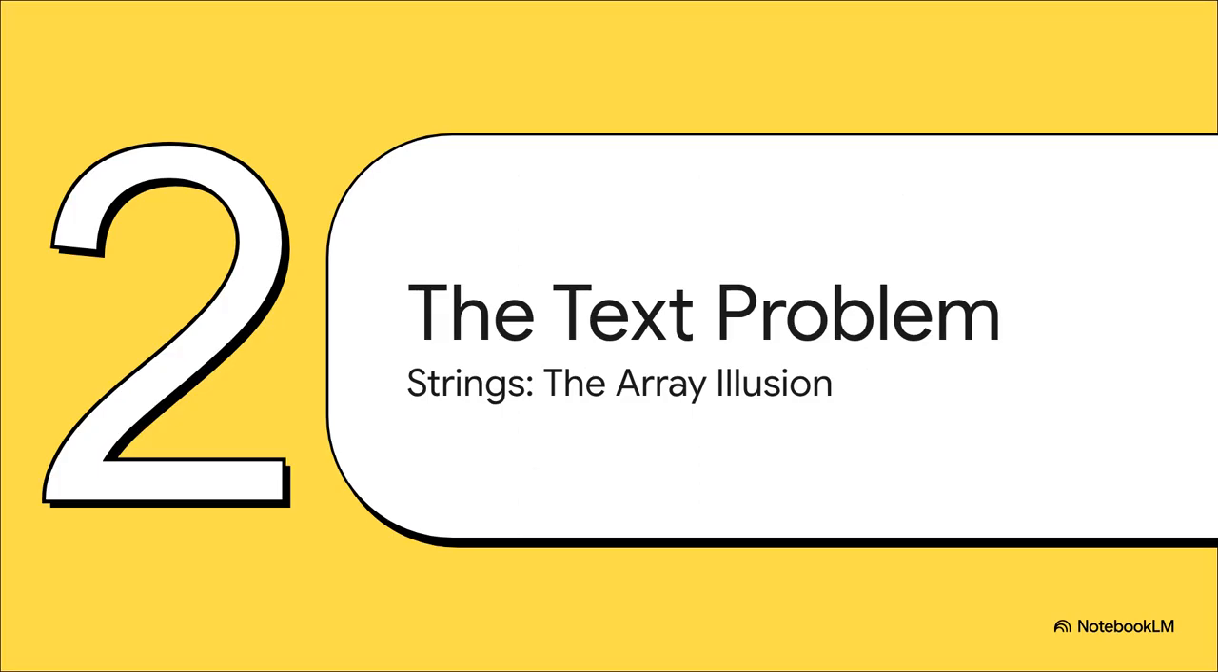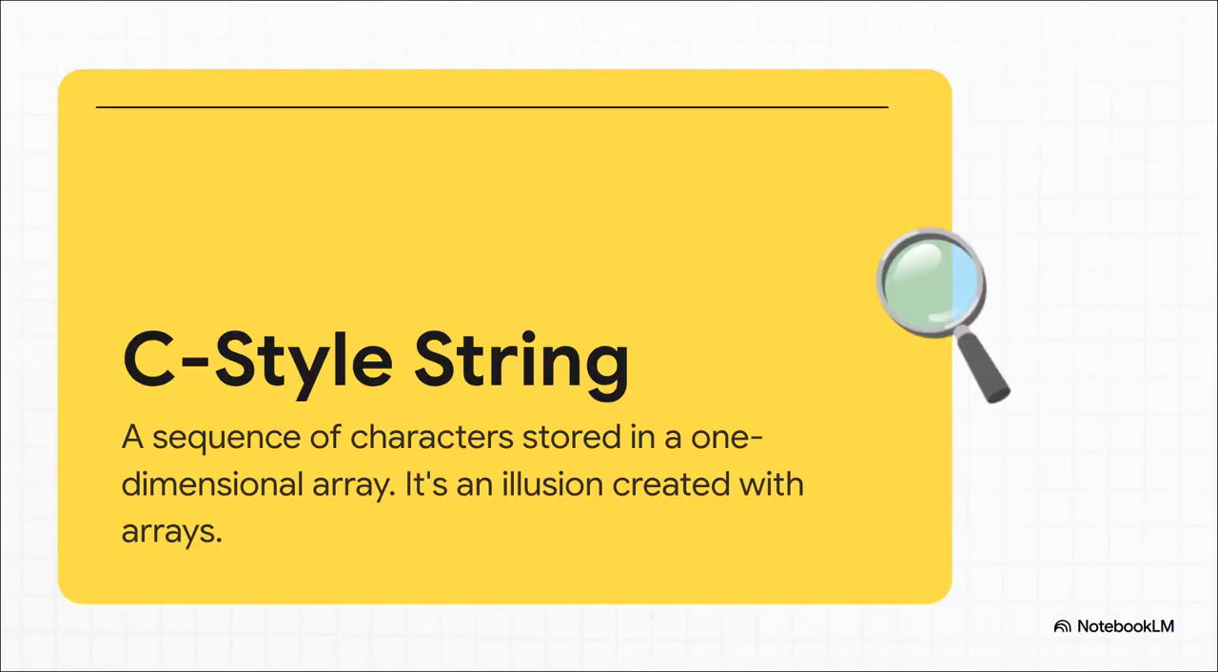Okay, so nested loops are amazing for grids of numbers. But what about another super common type of data, text? You know, like a person's name. How do we handle that in C++? Well, here's the big secret. In classic C++, there's no such thing as a string data type. It's really just an illusion we create.